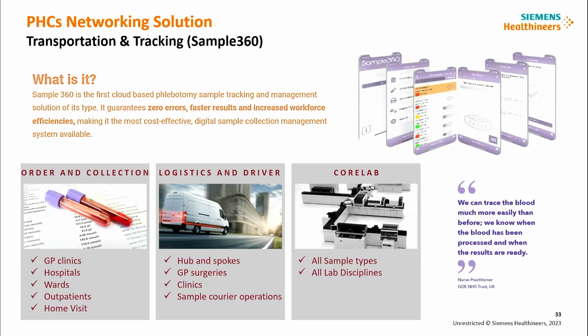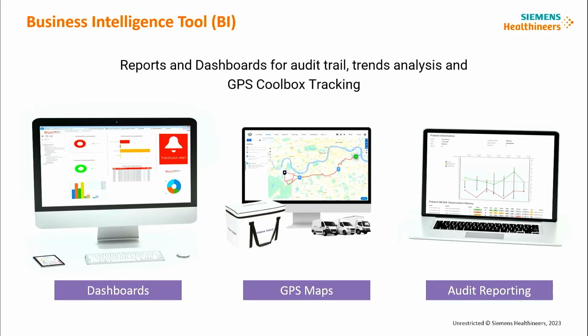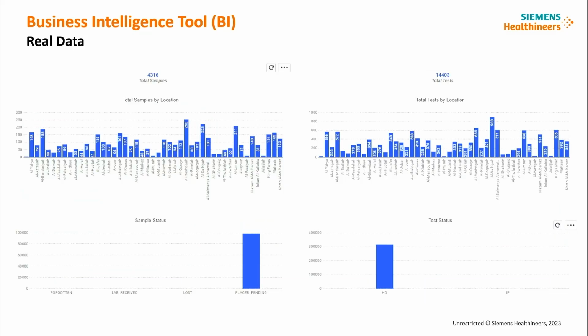And when we talk about solutions, we have the Sample 360 software that is used by hospitals that have primary health collection centers and collect samples from outside. So this is a tracking system. You will have reports and dashboards for audit trail, trend analysis, and GPS tracking for these samples from collection to receiving at the lab. Here we have some data for this system implemented in KSA, where we connected around 67 primary health clinics to the lab.